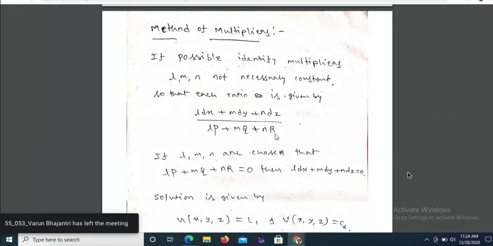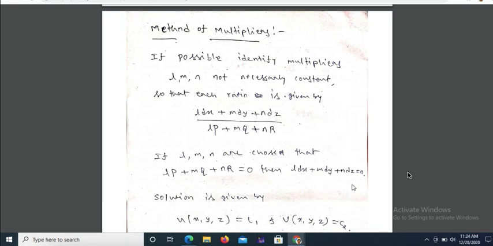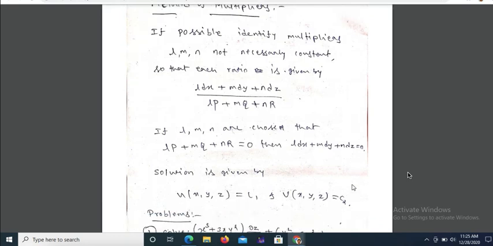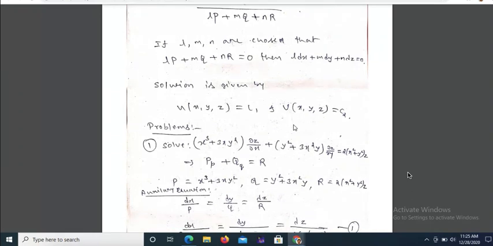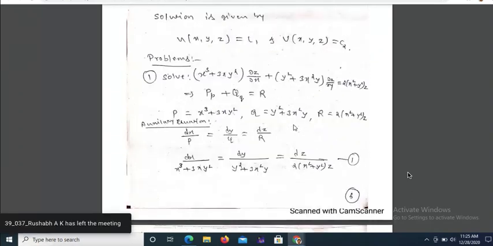So if you have chosen l, m, n such that after multiplication the denominator becomes 0, then straight away you can consider l dx plus m dy plus n dz is also 0. Then directly you can write the solution like this: V of xyz equals C1, U of xyz equals C2. Okay. Now come to the problems.